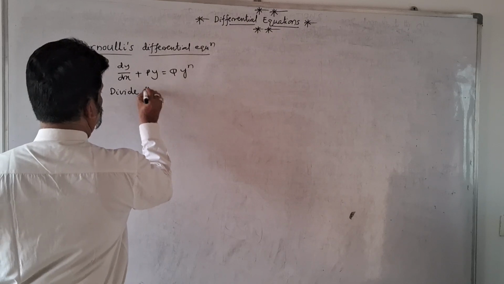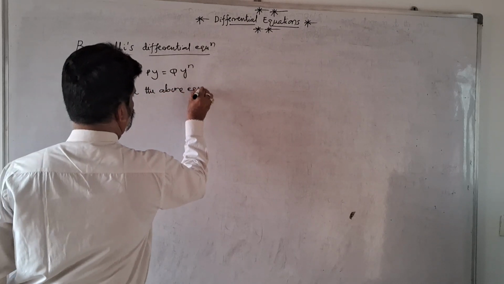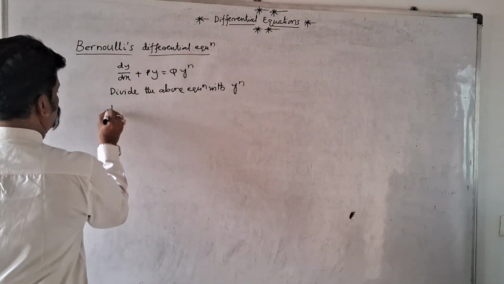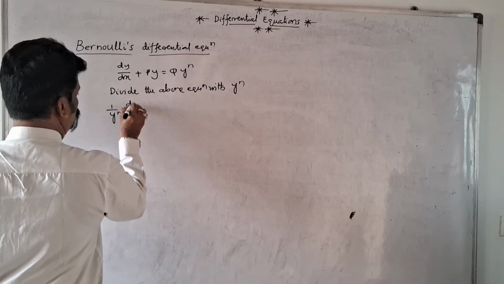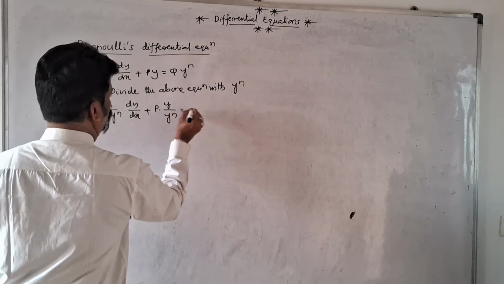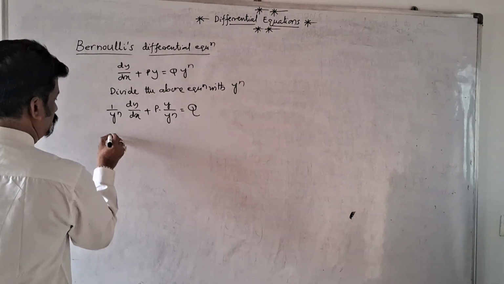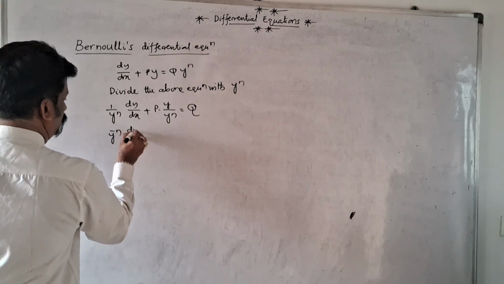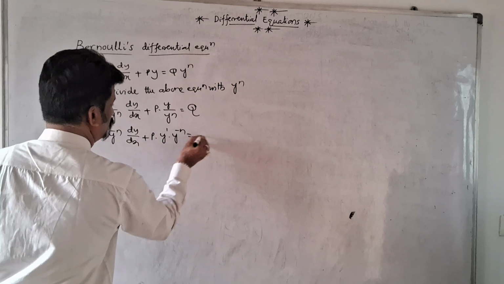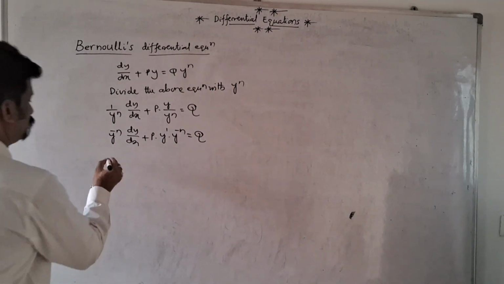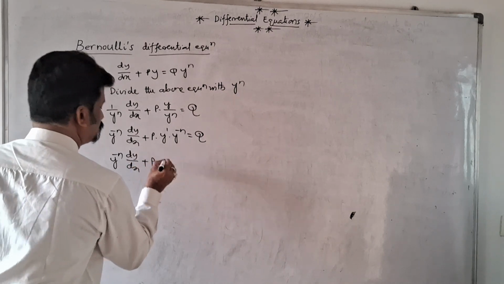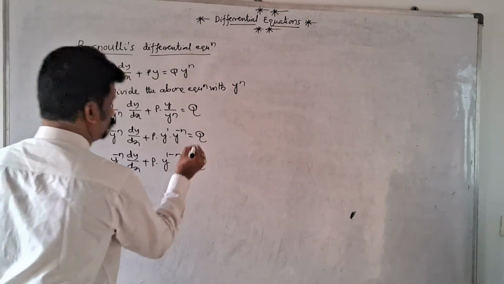Now divide the above equation by y power n. This implies 1 by y power n into dy by dx plus p into y by y power n is equal to q. Now this is y power minus n into dy by dx plus p into y power 1 into y power minus n is equal to q. So y power minus n into dy by dx plus p into, the bases are equal so powers should be added, y power 1 minus n is equal to q.